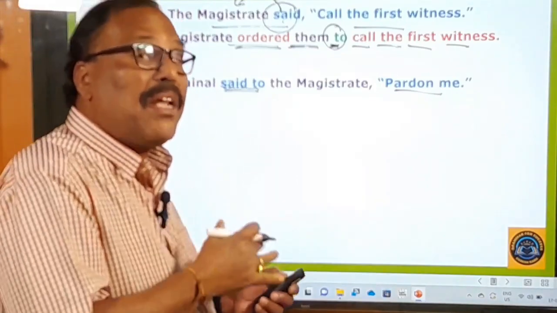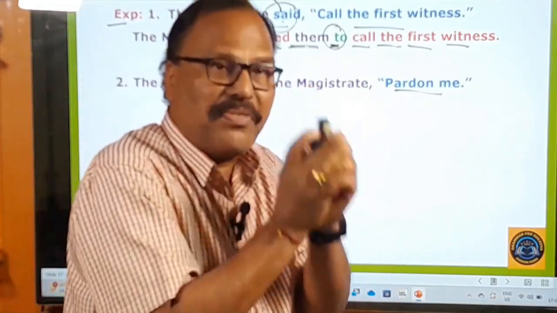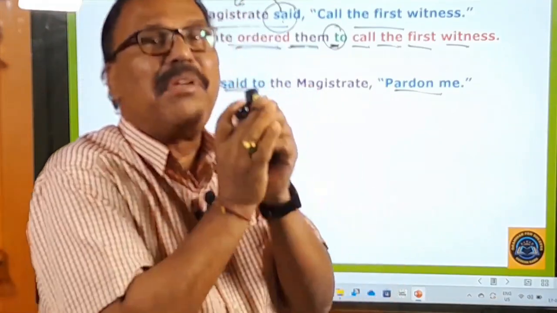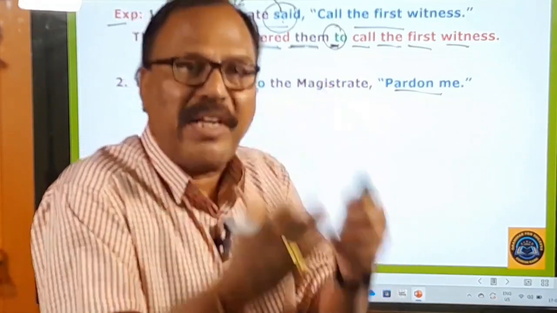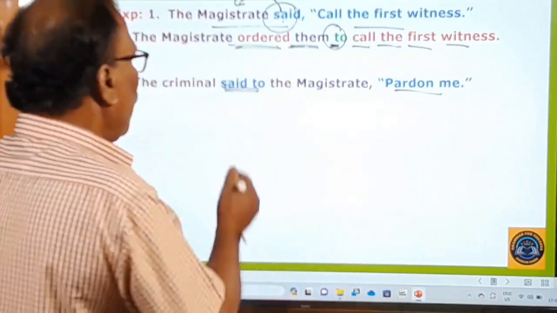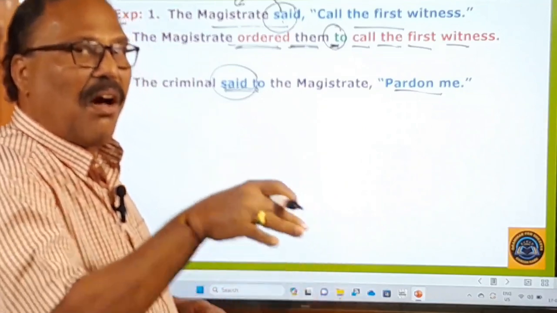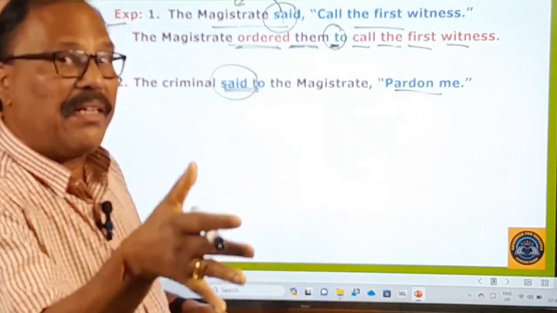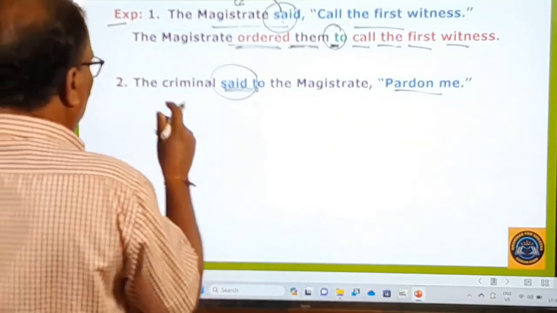No. The criminal will request the magistrate: sir, please forgive me sir, please pardon me sir, please excuse me sir. So he will beg him, he will request him, he will entreat him. He will go down and request him in this way. That's why this reporting verb should be turned into either requested or entreated or begged and so on, according to the context.